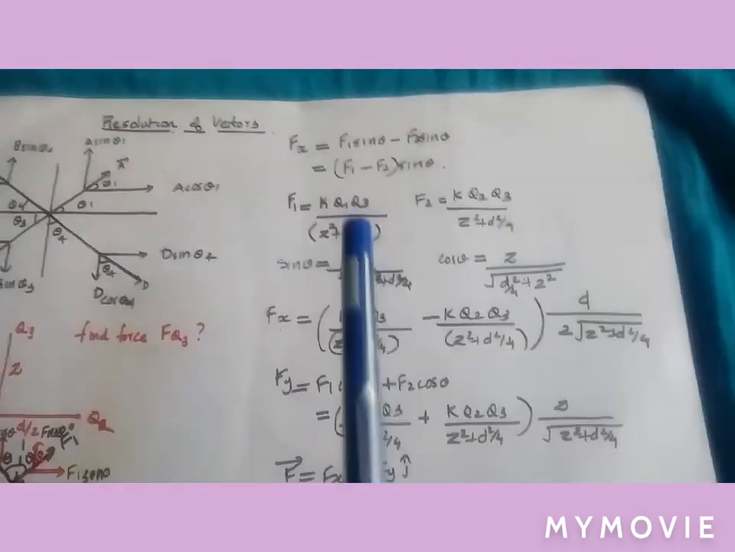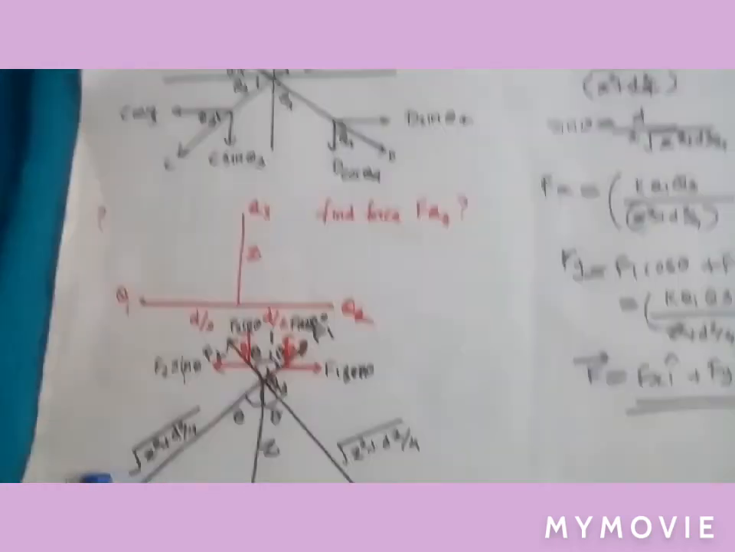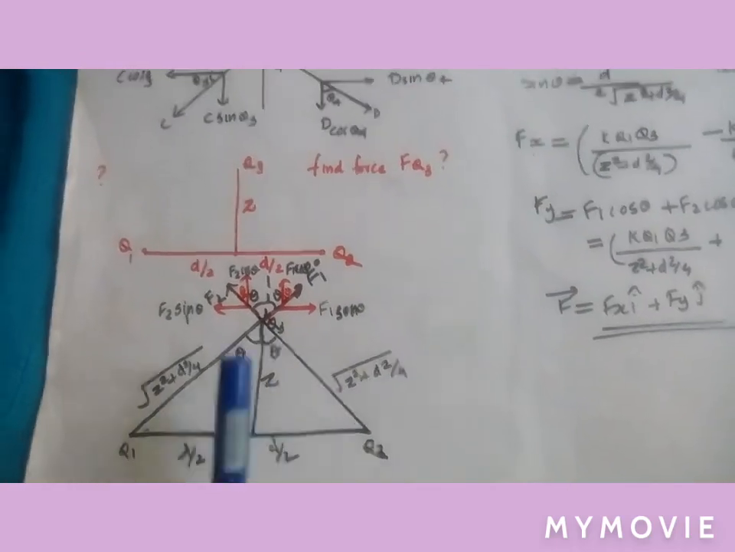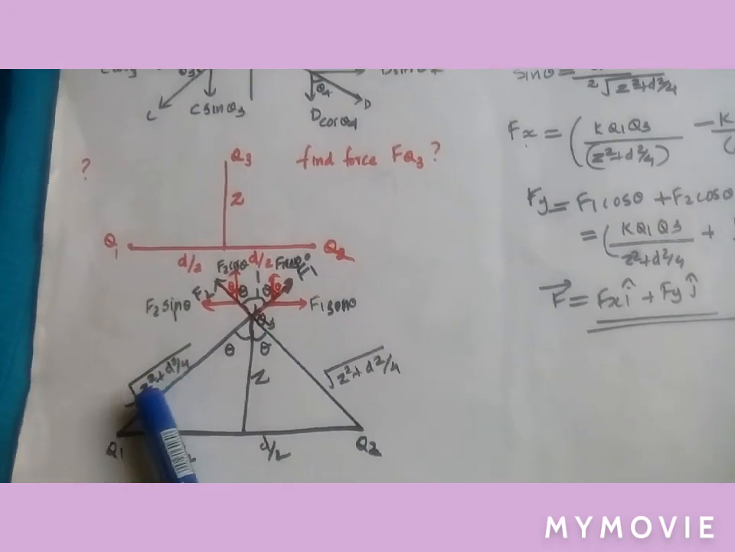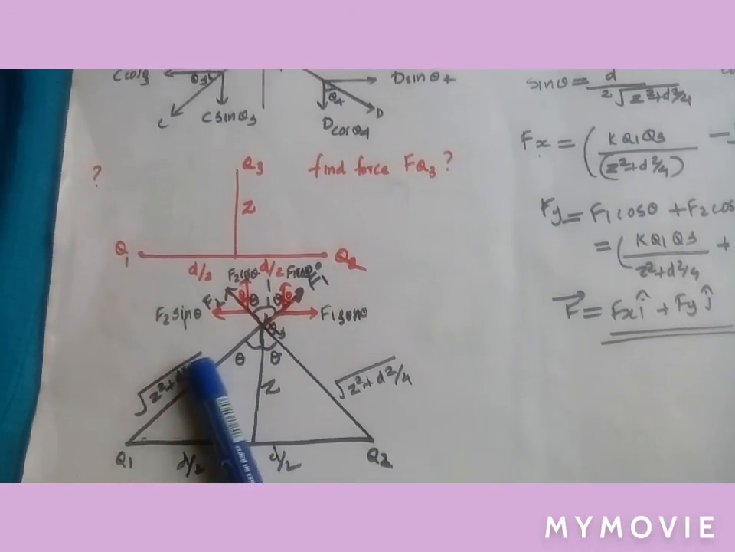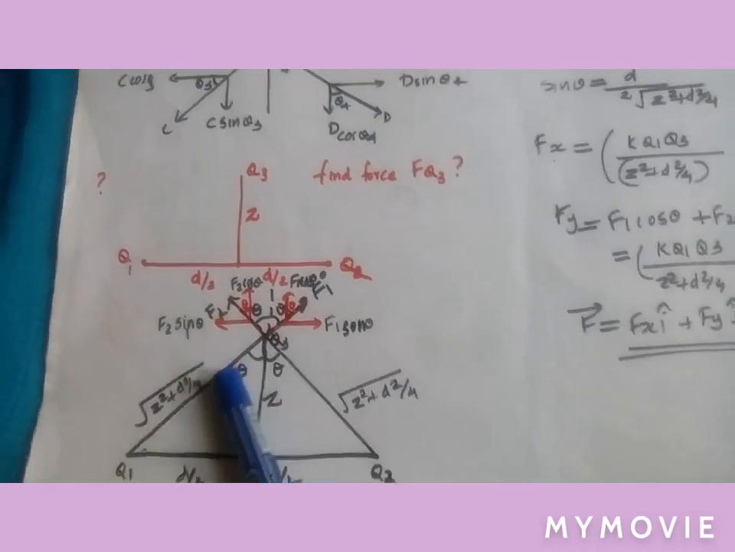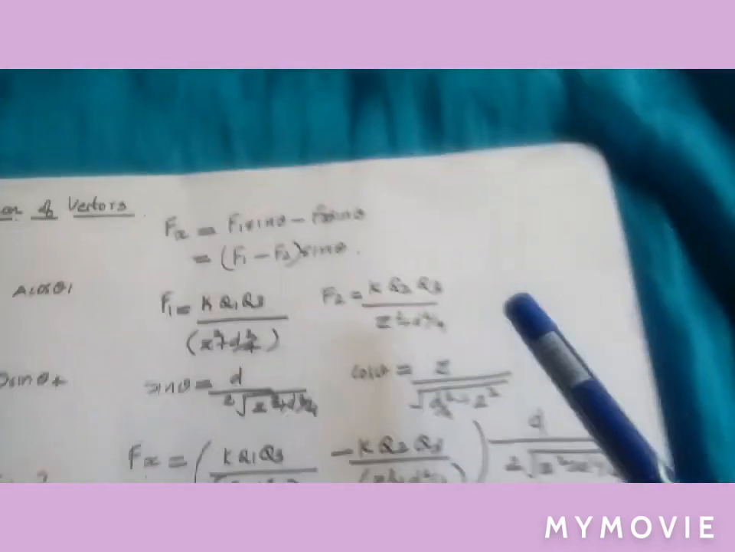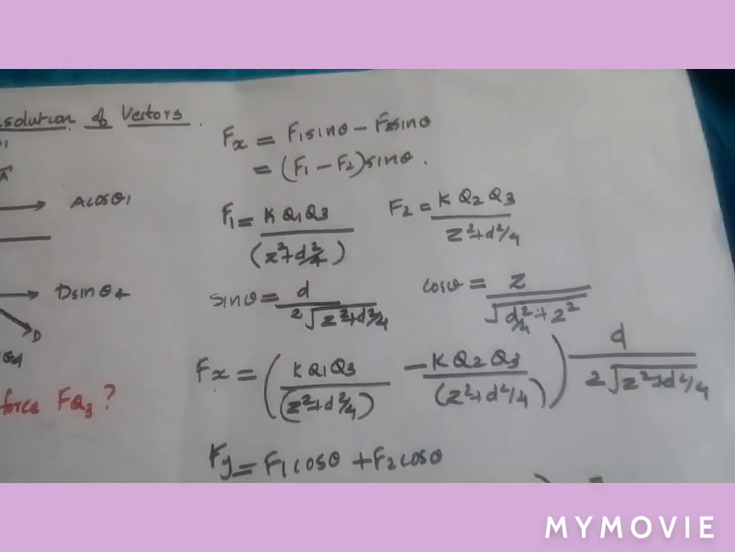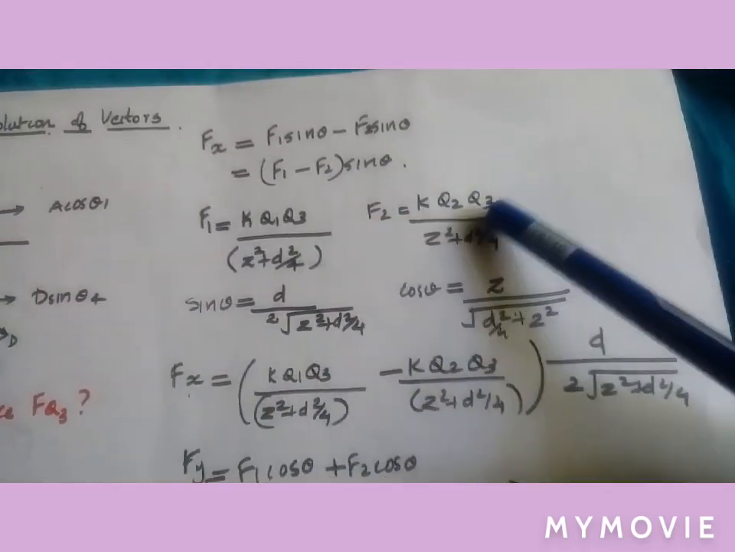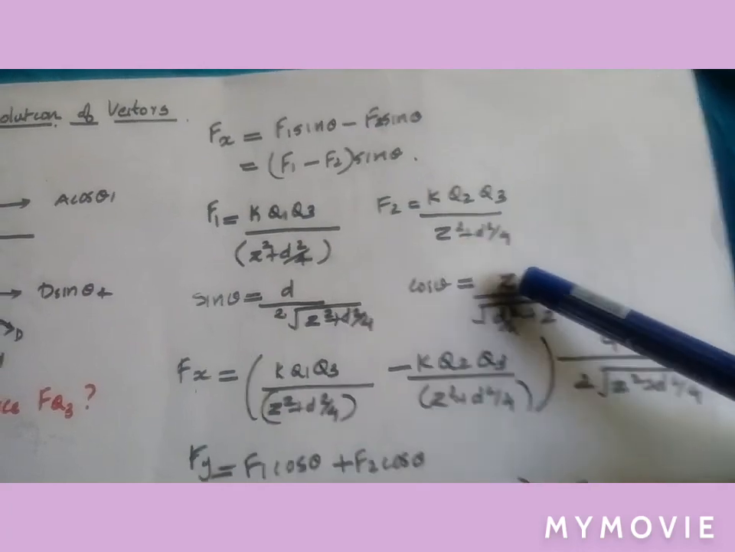We know how to find F1. F1 is the force due to Q1 and Q3. So that is K Q1 Q3 divided by R square, meaning the distance between the charges, that is under root z square plus d square by 4, all squared, that is z square plus d square by 4. So we get F1 equal to K Q1 Q3 divided by z square plus d square by 4. F2 is equal to K Q2 Q3 divided by z square plus d square by 4.